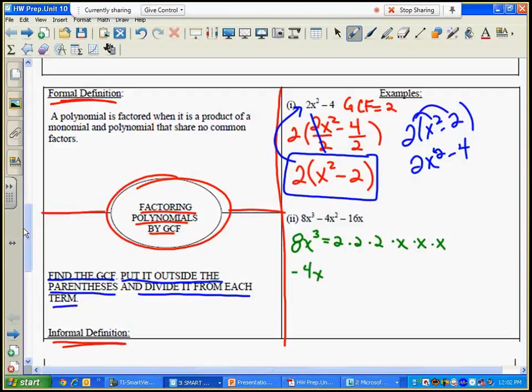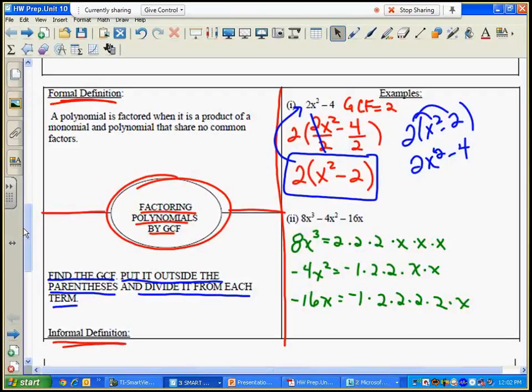Minus 4x squared is negative 1 times 2 times 2 times your 2 x's. And then negative 16x. There's the negative 1. And then 16 is 2 times 2 times 2 times 2. And then the x. Now keep in mind, I did the factorizations of these earlier, so I know that I'm going a little fast, but I'm also trying to make the video a little bit shorter for you.